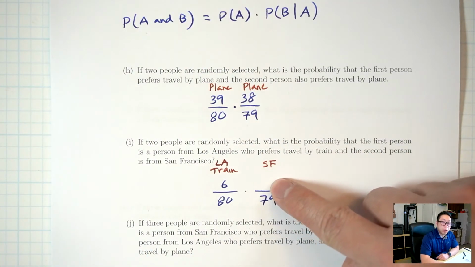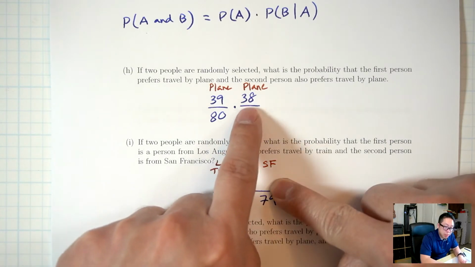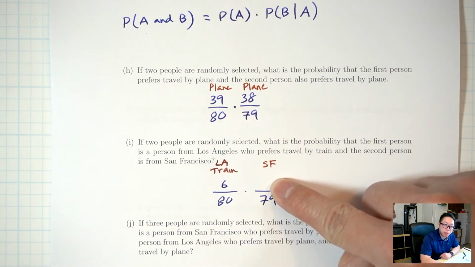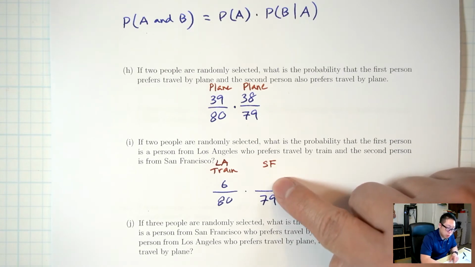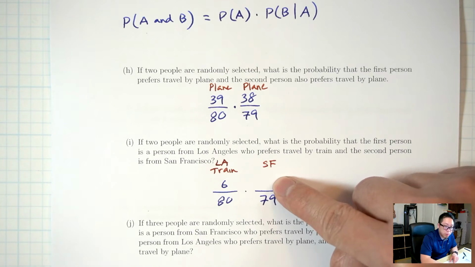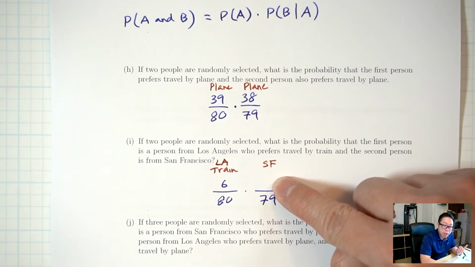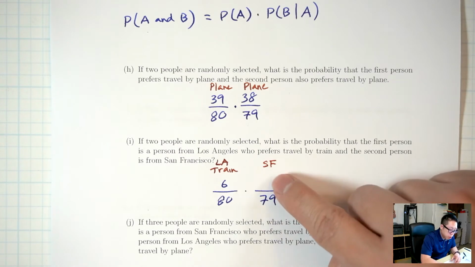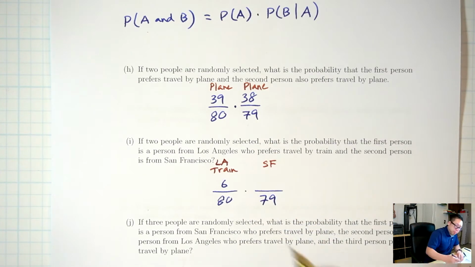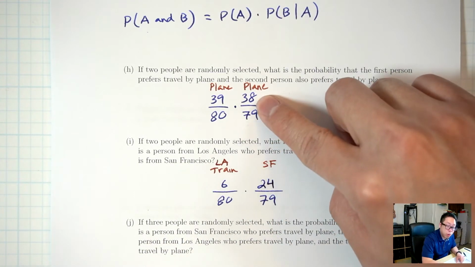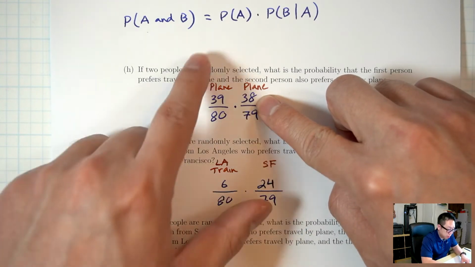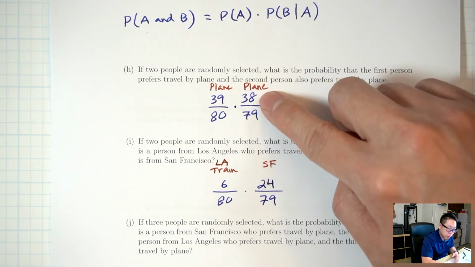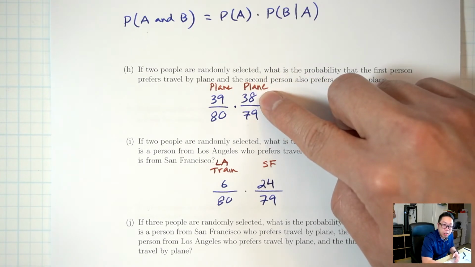So what do I put here? Do I put 24? Or did I have to reduce it by 1 like I did in part H? So the question you should ask yourself is, have you used any San Francisco numbers yet? You haven't, right? The first person was LA, so you haven't used any San Francisco numbers yet. So you should still have the full 24 here. In part H, we had to reduce by 1 because the question was, did we use any plane numbers yet? And the answer there was yes. The first person was a plane, so I did have to reduce it by 1 for the second fraction in part H.